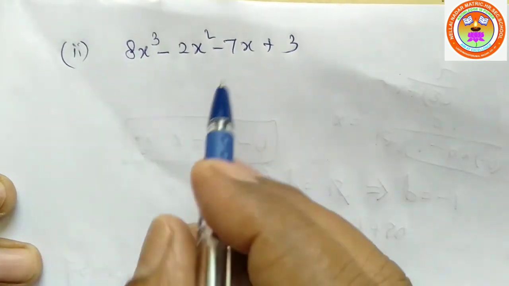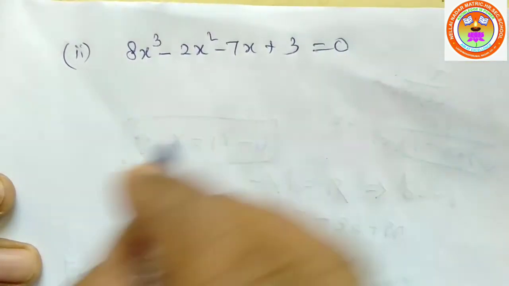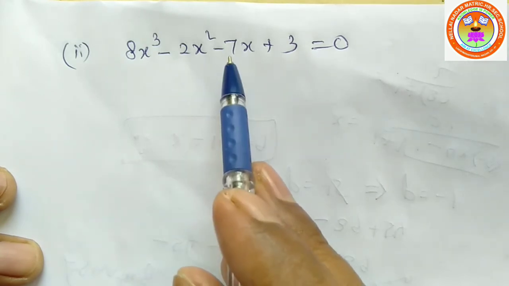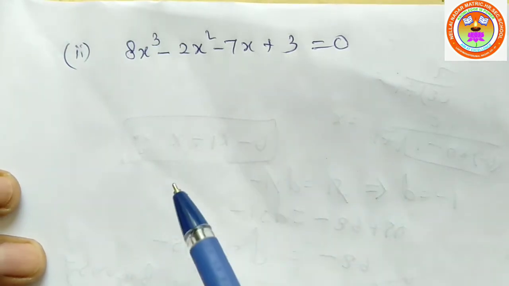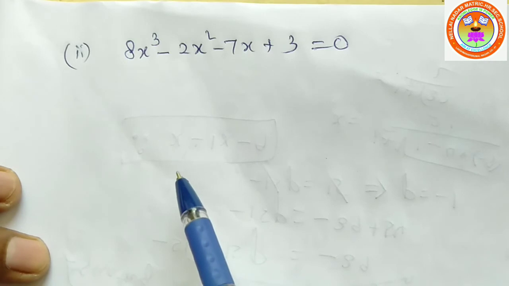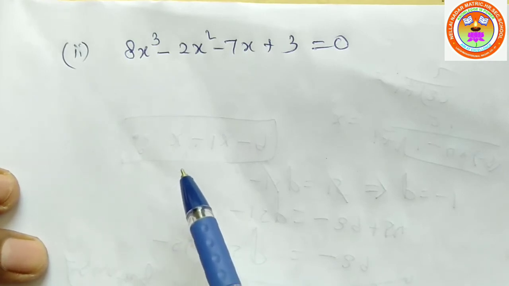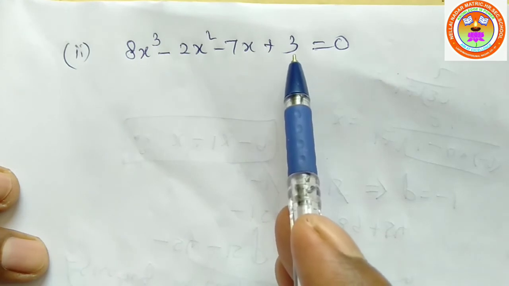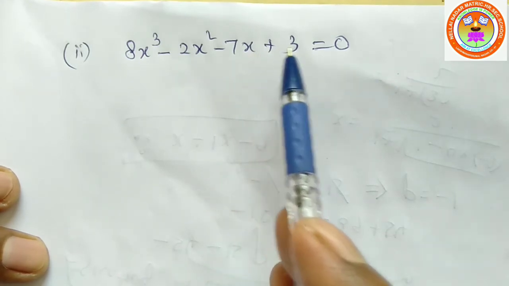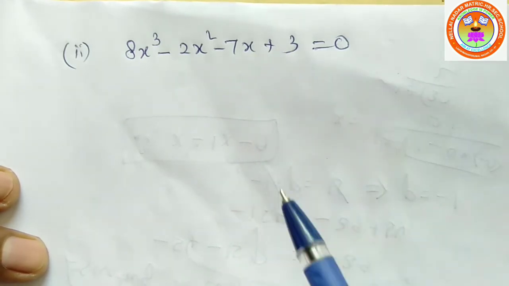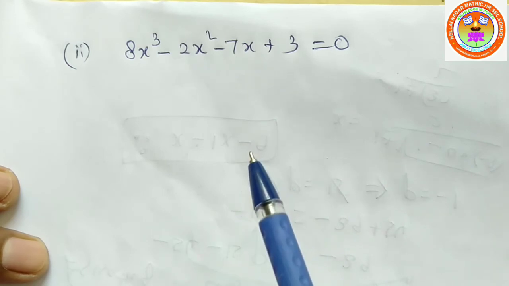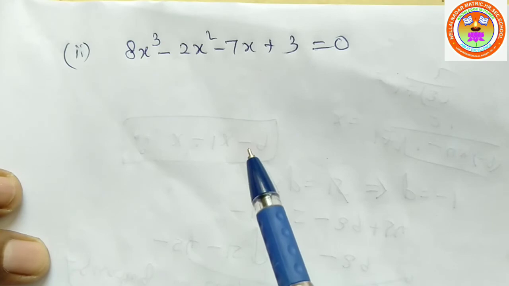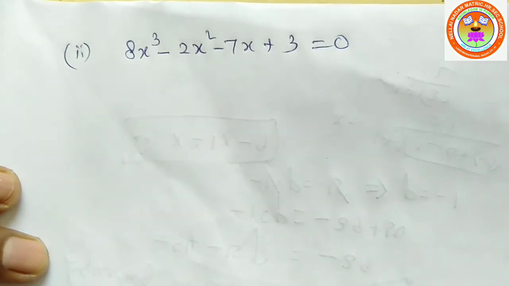See the second polynomial equation, 8x cube minus 2x square minus 7x plus 3 is equal to 0. Here x minus 1 is not a factor. The reason is, if you add all the coefficients, the sum of the coefficients is not equal to 0. But the sum of the even power coefficients and the sum of the odd power coefficients are equal.